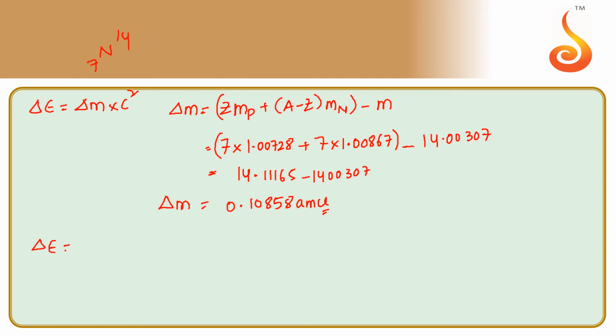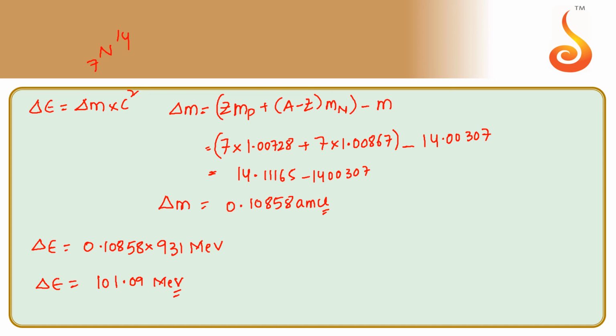So binding energy is equal to 0.10858 into c square. Instead, we can directly multiply with 931, because one atomic mass unit is 931 mega electron volt. So I can directly calculate the mass defect value in terms of mega electron volt. So 931 mega electron volt. What we get, the binding energy, is 101.09 mega electron volt. So this is the binding energy of the nucleus of nitrogen.